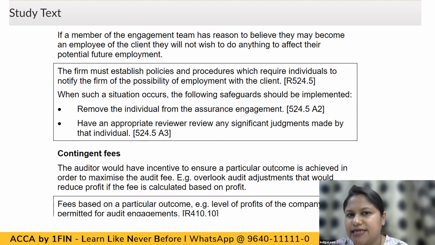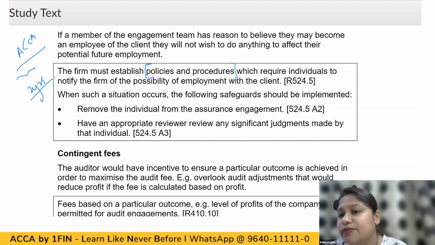So, for example, if I put a policy that any person in the audit team, the entire engagement team, who is interested in taking employment in that particular company should inform the ACCA firm beforehand that they're looking for job opportunities there. Or you put another obligation that even if you want to, you cannot for 2 years minimum. Something or the other, the firm should set up policies and procedures to try to eliminate this threat.